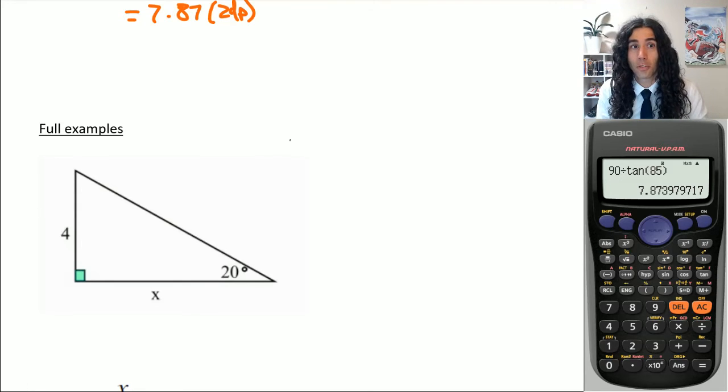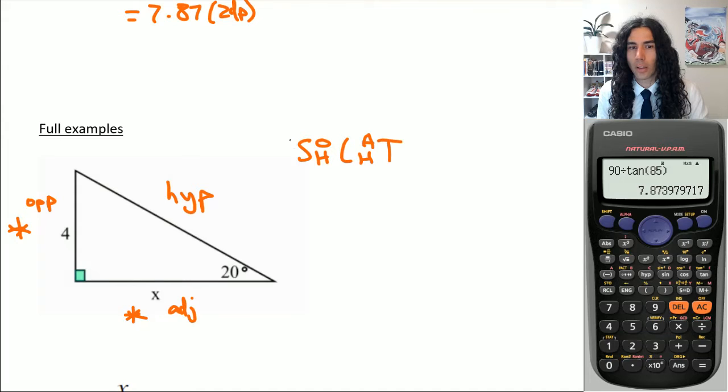So step number 1, trying to find x here. Let's label our sides. That's our hypotenuse. That's our opposite. That's our adjacent. Which ones do we care about? Those two. The hypotenuse does nothing for us. So we go to SOHCAHTOA. Which one are we going to use? Well, we've got the opposite and the adjacent. It is tan. Color change not working today.